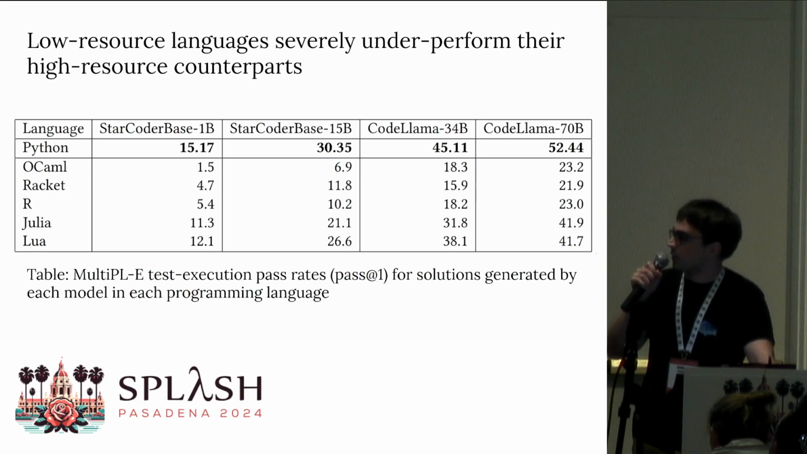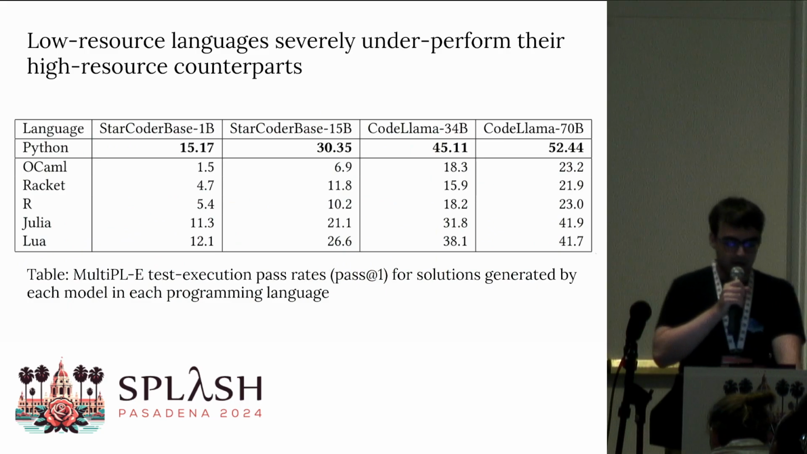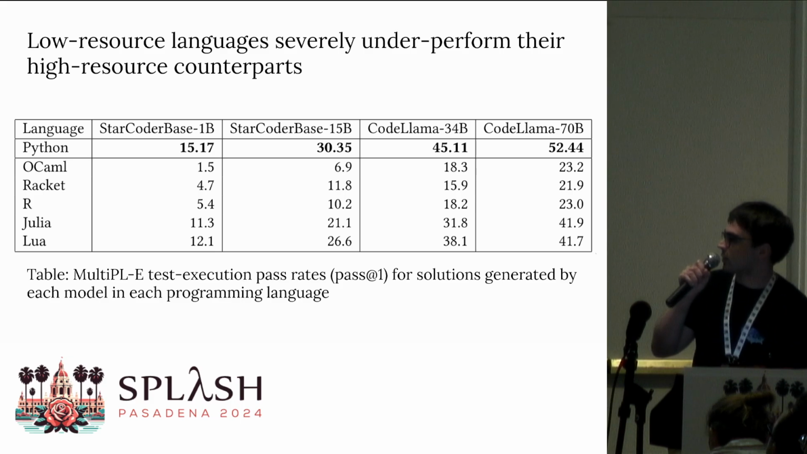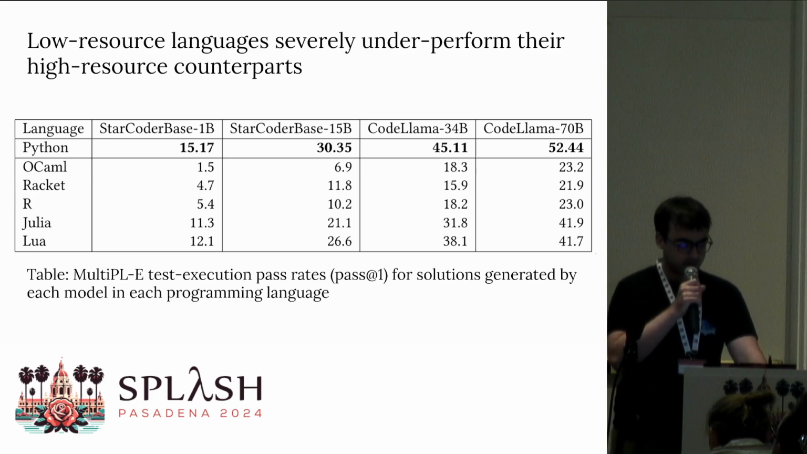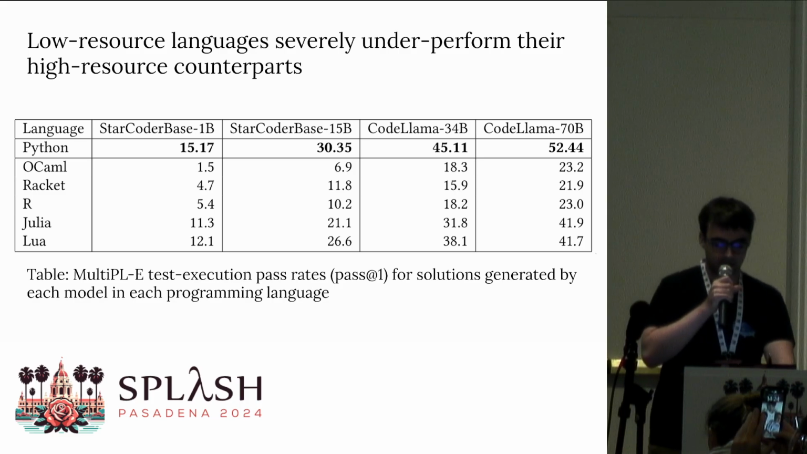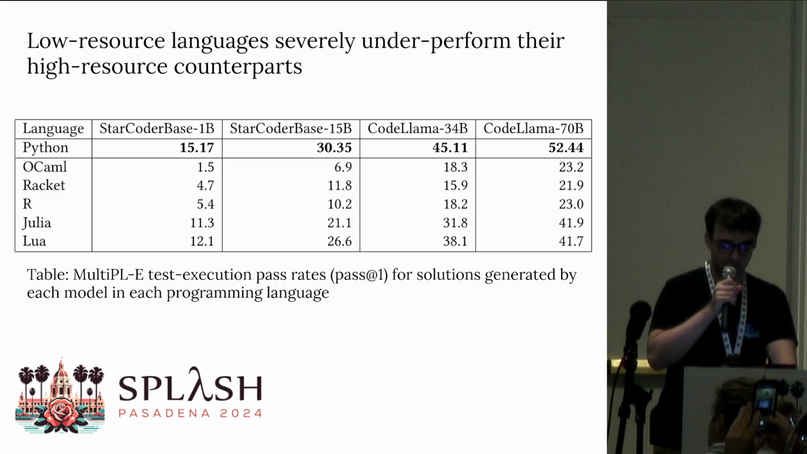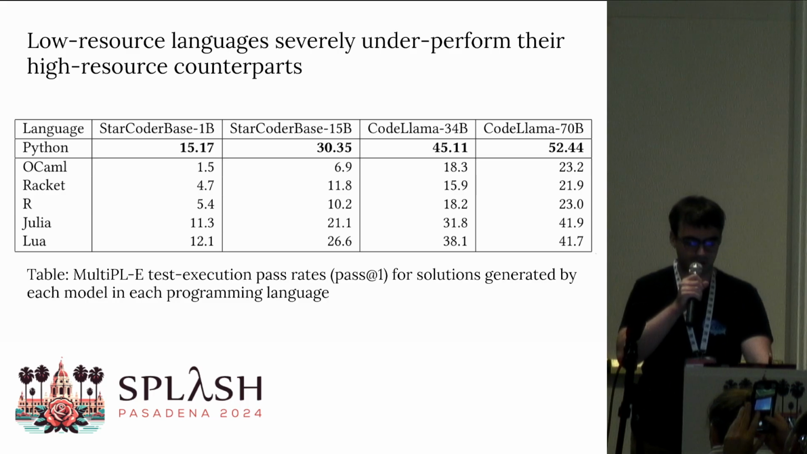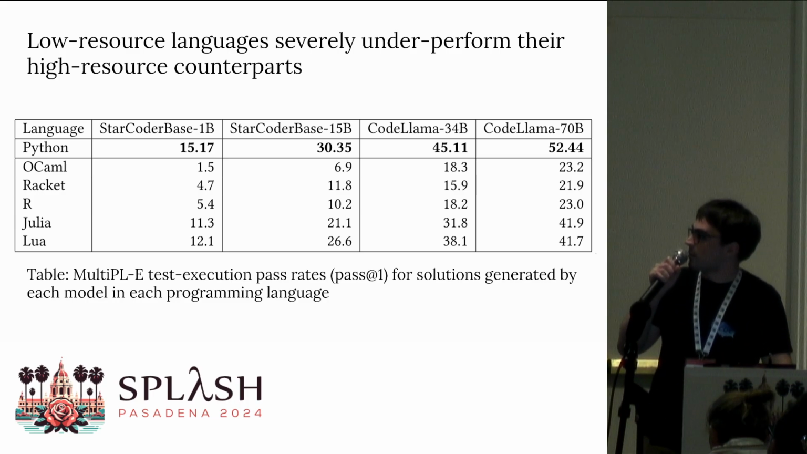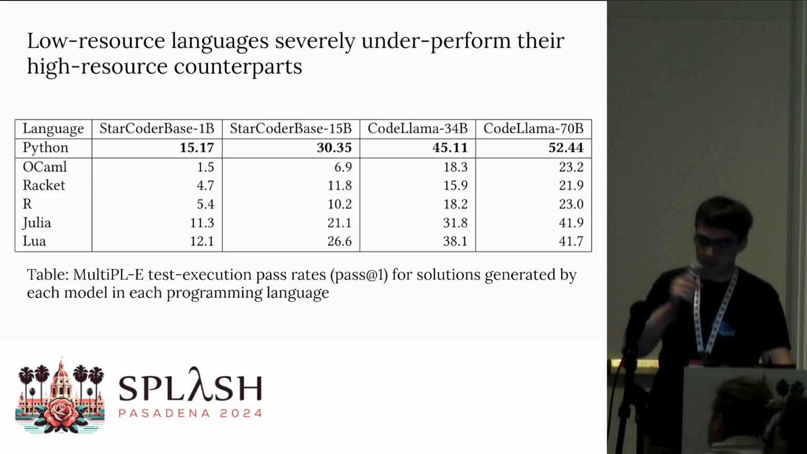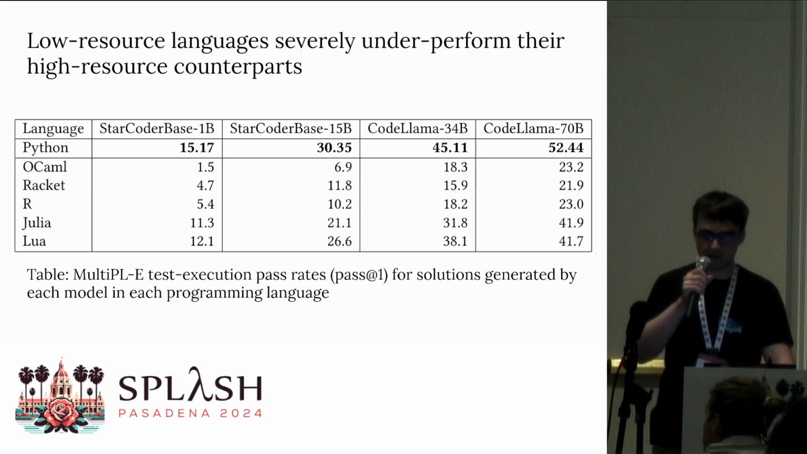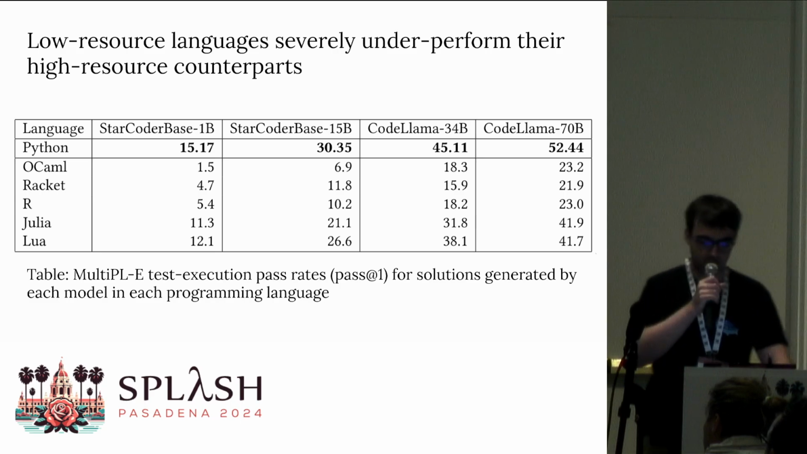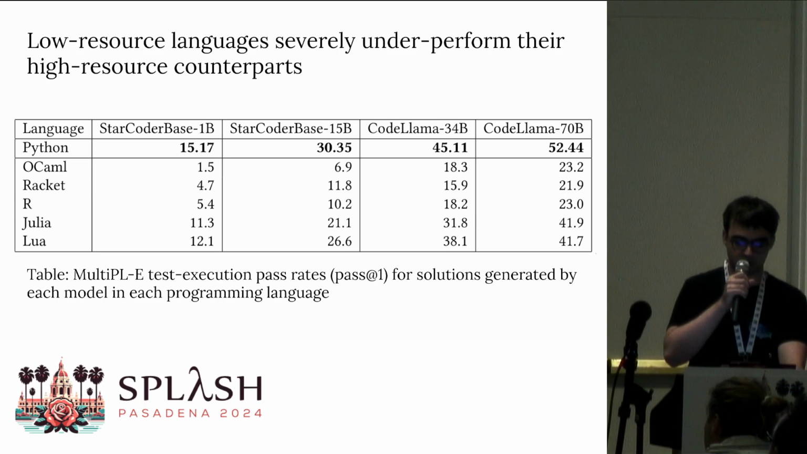And doing this for our languages, we can evaluate some of the models we care about, and we can see a drastic difference in performance between Python and Racket and other languages as well. To give an example, the 15B model performs 3 times worse on Racket than it does on Python. And this is even worse for some of the lower resource languages like OCaml.